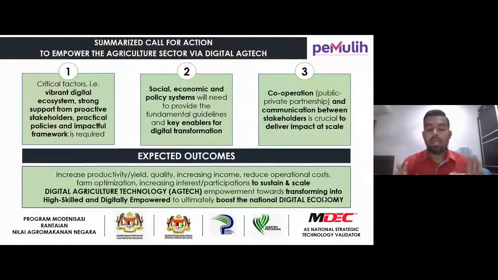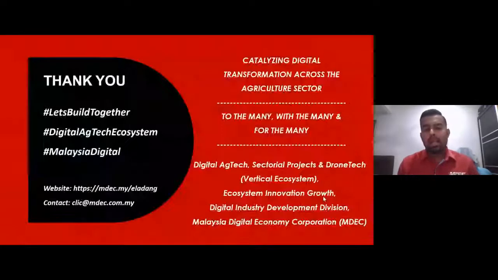Please come and talk to us because, like I said, there's no way we can do this alone. We need to work with as many ecosystem partners as possible, because personally I believe if you want to reach the many, you need to work with the many. And why? Because whatever positive outcomes you get, whatever improvement in productivity or income, is to be shared for the many.